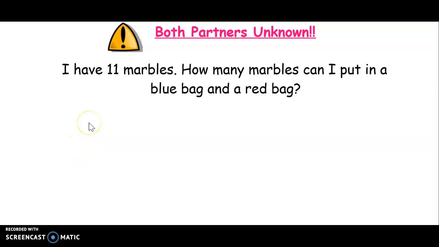So for example, 1 and 10, our partners, and you can switch partners 10 and 1, right? Because we're looking for blue and red. So maybe 1 blue and 10 red, or 1 red and 10 blue, or 2 and 9, or 3 and 8, 7 and 4, 6 and 5, 5 and 6, and switch partners, okay?